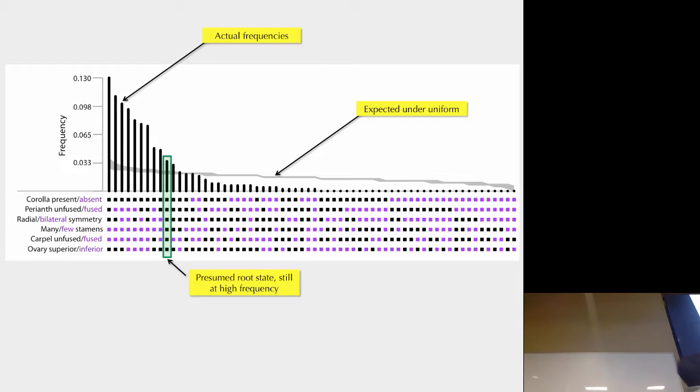And here's the presumed root state for angiosperms, and it's still a pretty high frequency. Okay, so angiosperms started in that combination and continue that combination. Okay, so that's all good background, shows there might be something here. Let's go to the phylogeny.